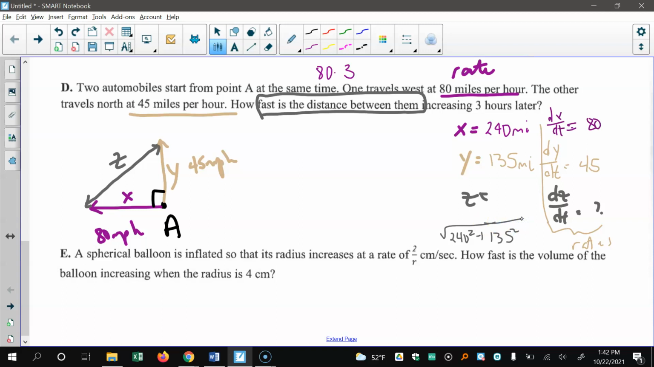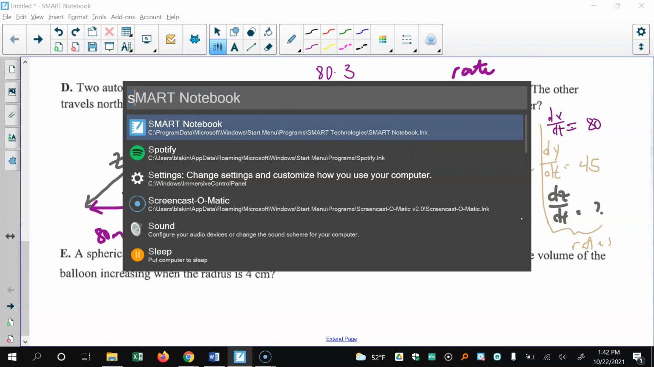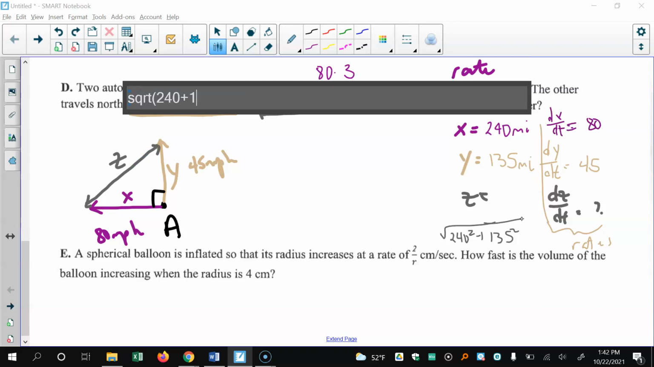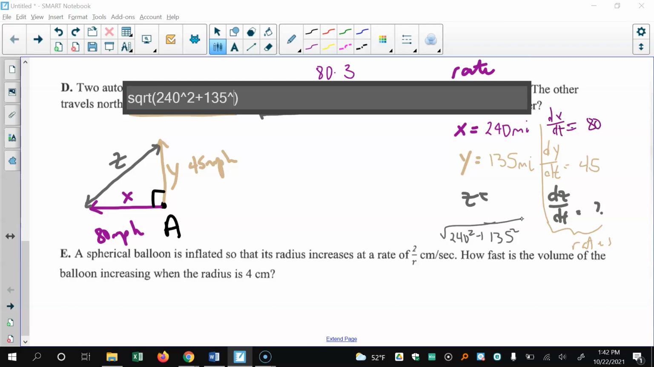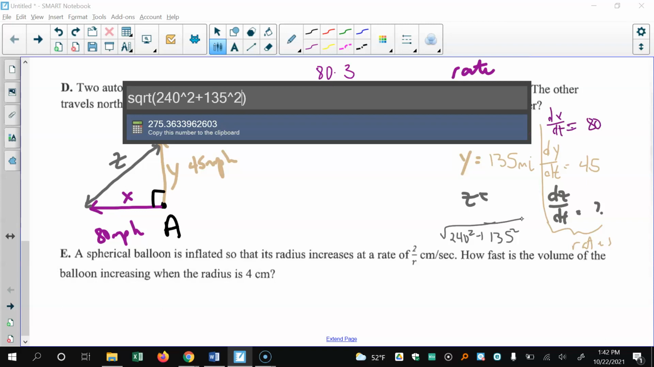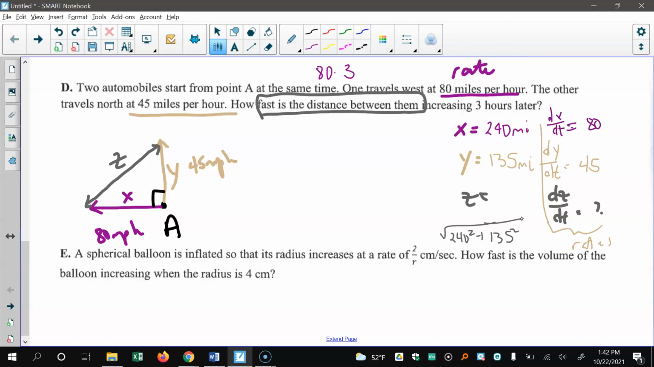And who knows what that is, because I sure don't. Let's see here, square root. Can I do this like this? 240 squared plus 135 squared. Wow, I can do it like that. But I messed up. 275 miles. 275.363 miles. We'll use three decimal places. Again, I got that by using the Pythagorean theorem for the distance that they are away from point A.